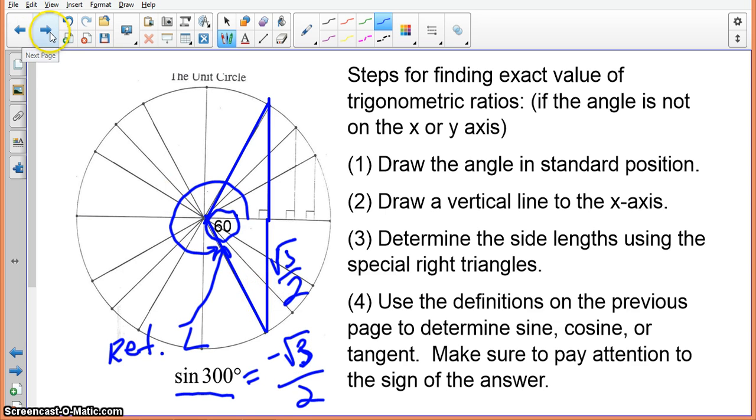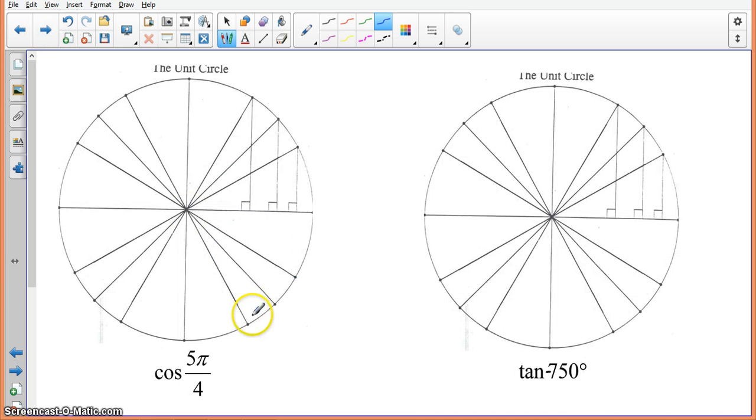Let's do another one, or another several. Cosine of 5 pi over 4. So you have to figure out what 5 pi over 4 is. If you have the acute angles memorized, you can walk through what the bigger angles are. Namely, in this case, that this is pi over 4, then you can figure out where 5 pi over 4 is on the circle.